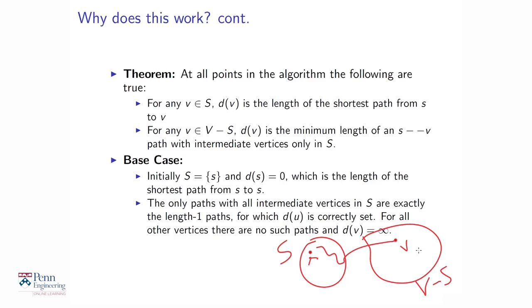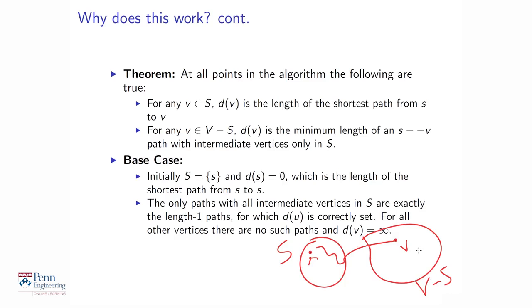Initially, capital S is just the singleton set {s}. D of s is equal to 0, which is the length of the shortest path from s to s. The only paths with all intermediate vertices in capital S, which consists of one vertex, little s, must use only one edge and get straight to the destination. So the only paths with all intermediate vertices in capital S are exactly the length 1 paths, for which D of u is set correctly.